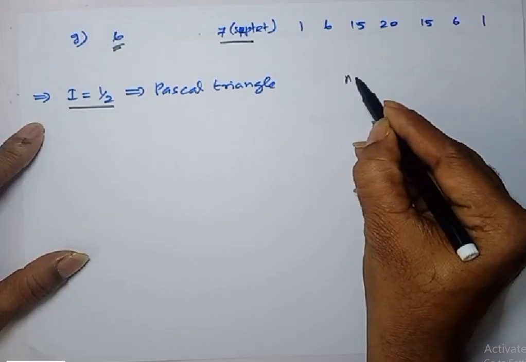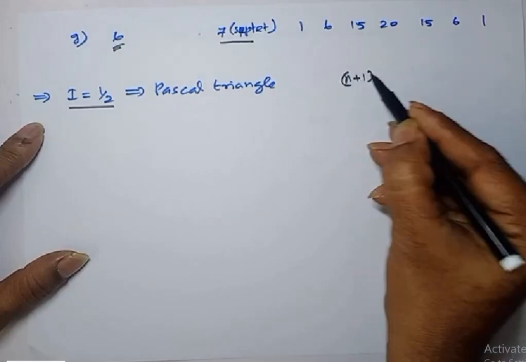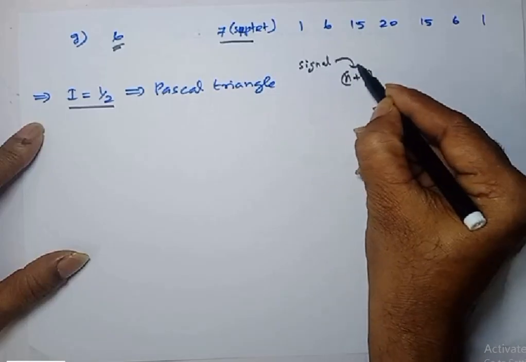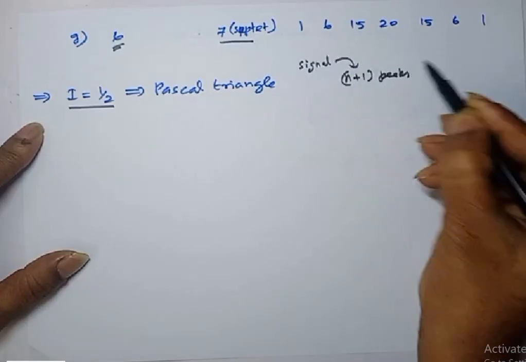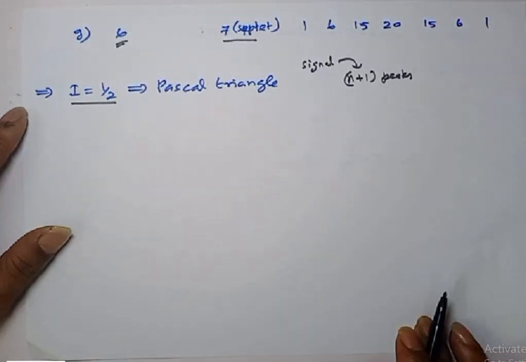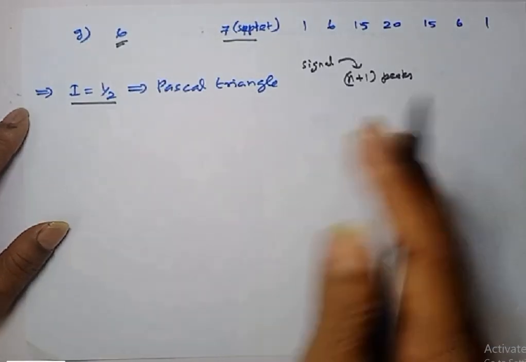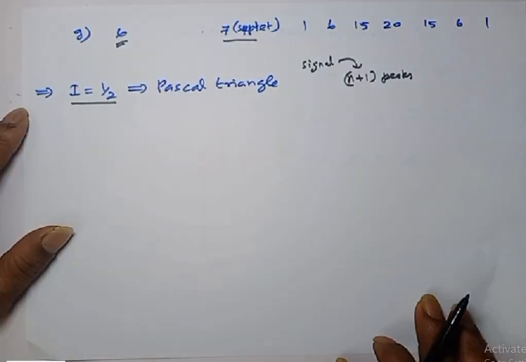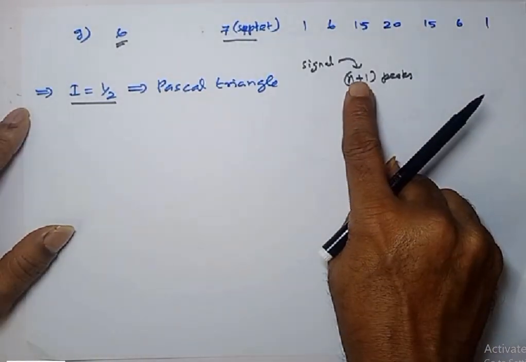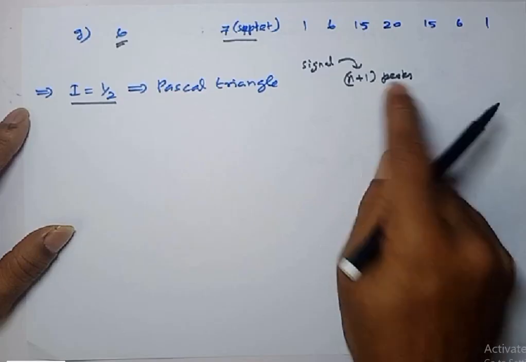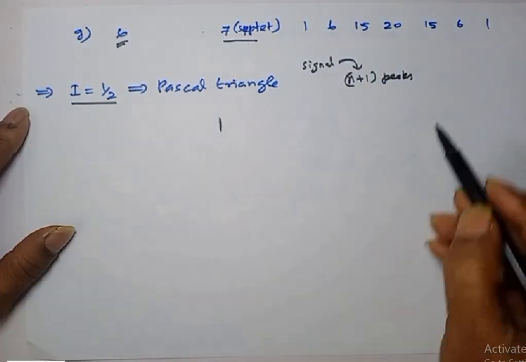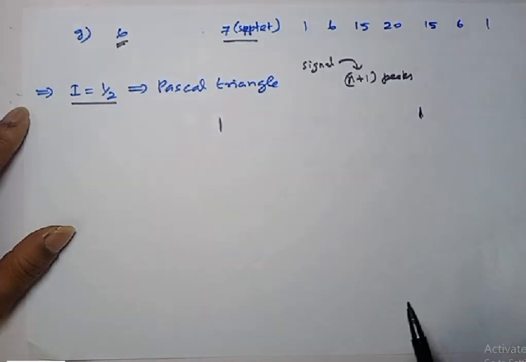See, we get n plus 1 peaks, right? A signal is split into n plus 1 peaks in the case of proton NMR, if the adjacent carbon has protons. If I put n equal to 0, I'll get 1 peak. So we start with 1. So I have an intensity of 1.